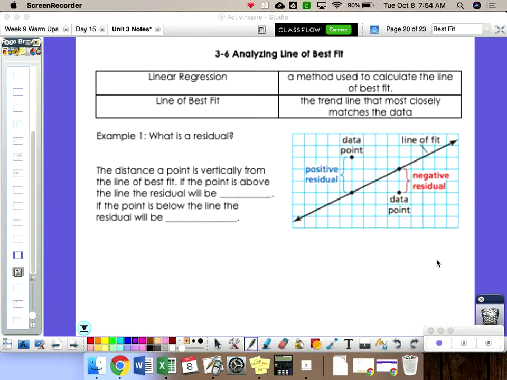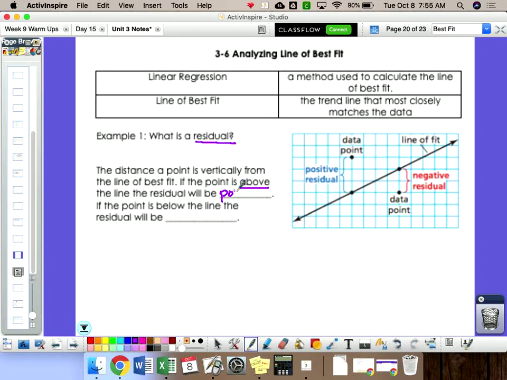Then we're also going to talk about residual. What is a residual? That is the distance a point is vertically, so up and down, from the line of best fit. If the point is above the line, the residual will be positive. If the point is below the line, the residual will be negative.